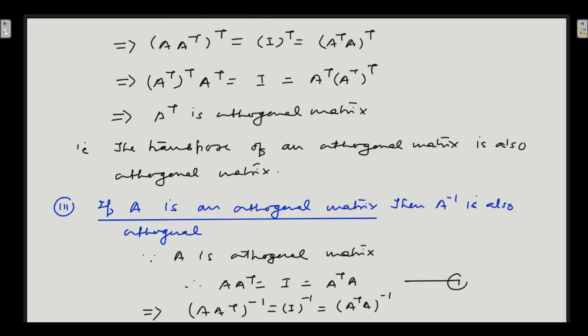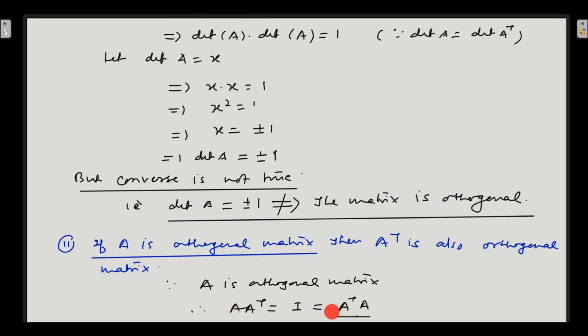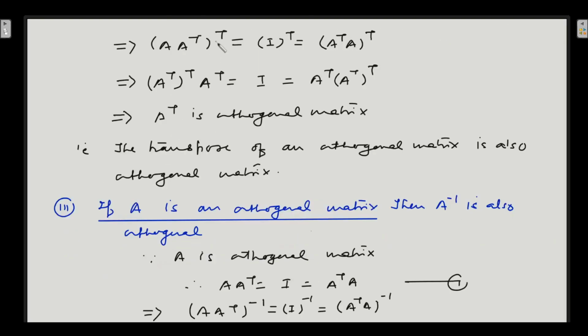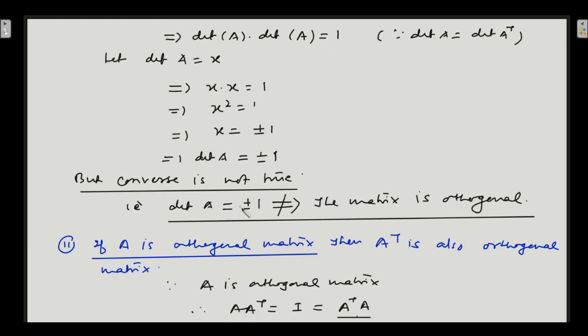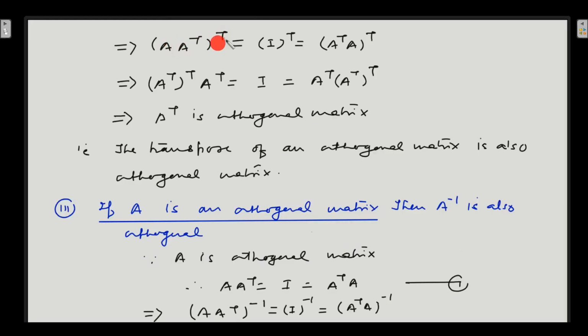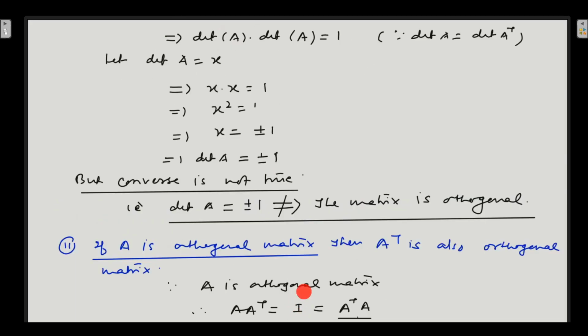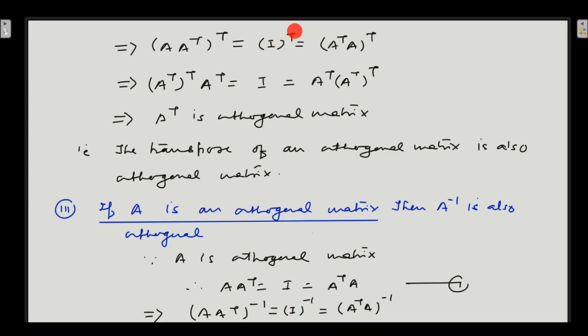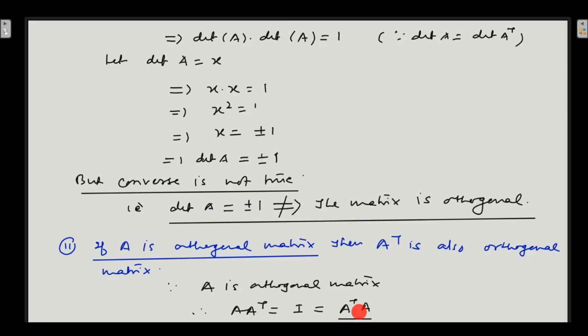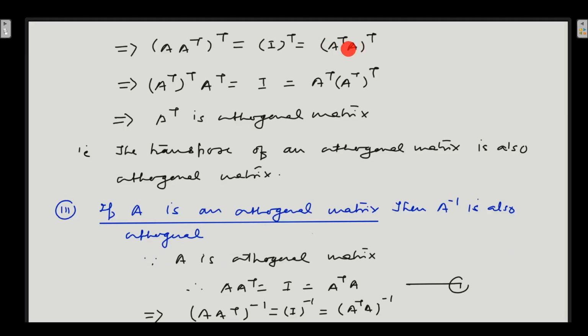Now in this equation, take the transpose on all sides. This complete entity's transpose will be equal to this entity's transpose, and that will be equal to this entity's transpose. So the first term A A transpose becomes (A A transpose) transpose. The second term is the identity matrix, so it becomes identity matrix transpose. And the third term A transpose A becomes (A transpose A) transpose.